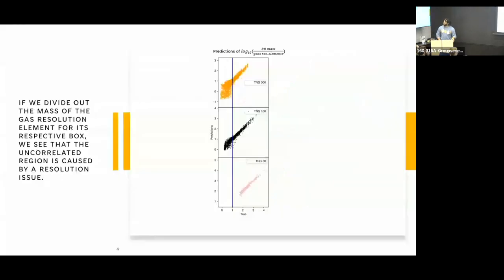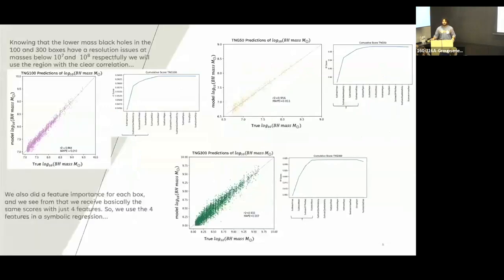That something else was that we chose to divide out the gas resolution elements. In doing so, you see that this lower mass issue that we were having, they basically line up. So it's pretty clear evidence that it's a resolution issue between the two. Using that, we decided we can just cut from there, and that lines up to be about 10^7 solar masses and above for TNG 100 and 10^8 for 300. Then you get these nice true and model predictions, which is pretty great.